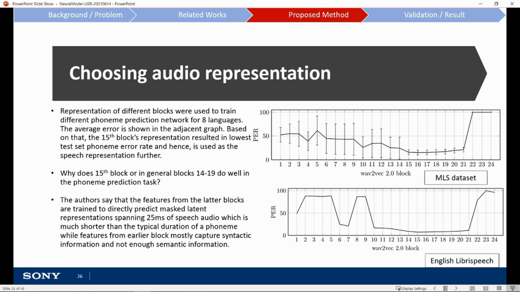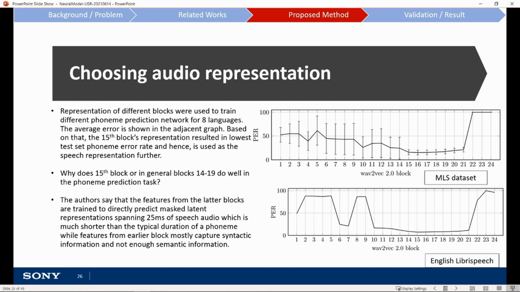Representations of different blocks were used to train different phoneme prediction networks for 8 languages, and the average error is shown in these adjacent graphs on these two datasets. Based on these graphs, they saw that the 15th block representation resulted in the lowest test set phoneme error rate, and hence it is used as the speech representation for the downstream task of speech recognition.